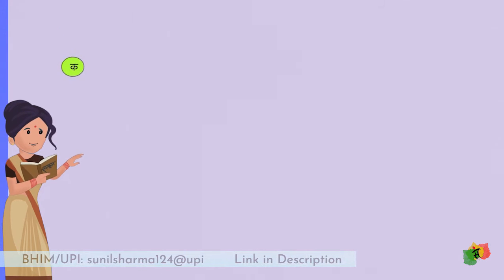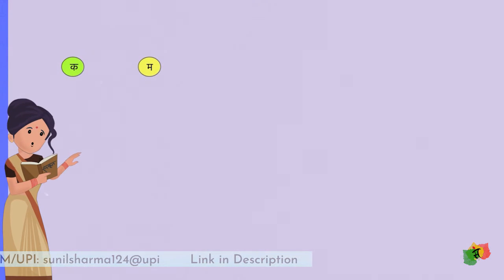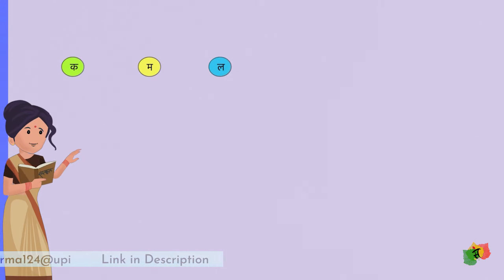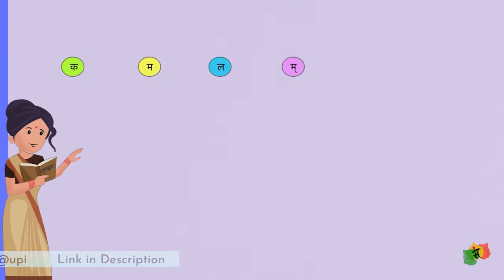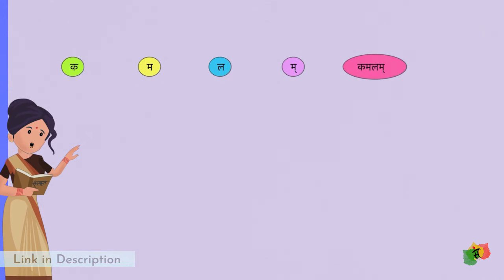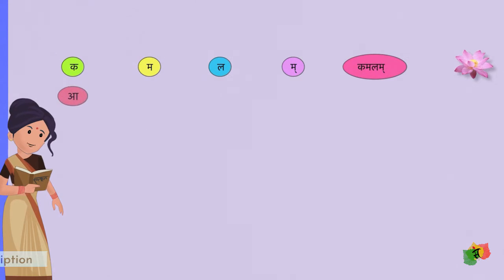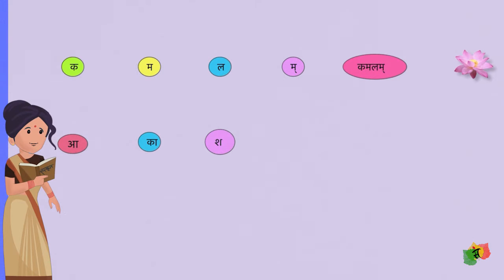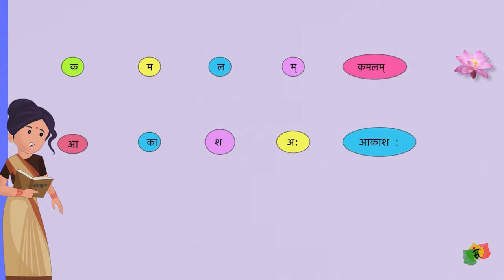When ka joins with ma, la, and it gives the word kamalam, which means lotus. When a joins with ka, sha, and aha, we get the word akashaha, which means sky.